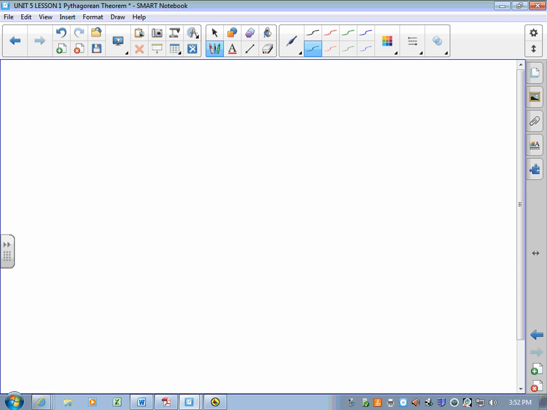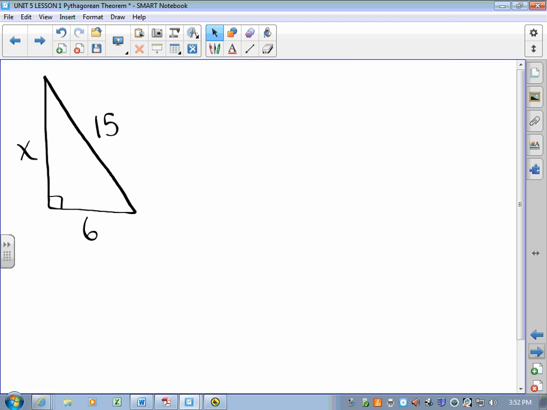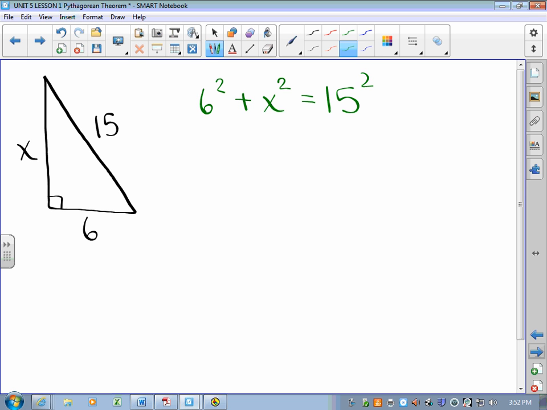Similarly, if we know the hypotenuse, maybe the hypotenuse is 15, and maybe this little length down here is 6, and I'm looking for that leg. Well, it's a right triangle. When I have all three sides of a right triangle involved in a Pythagorean theorem problem, I know Pythagorean theorem applies. Leg squared plus leg squared is hypotenuse squared.